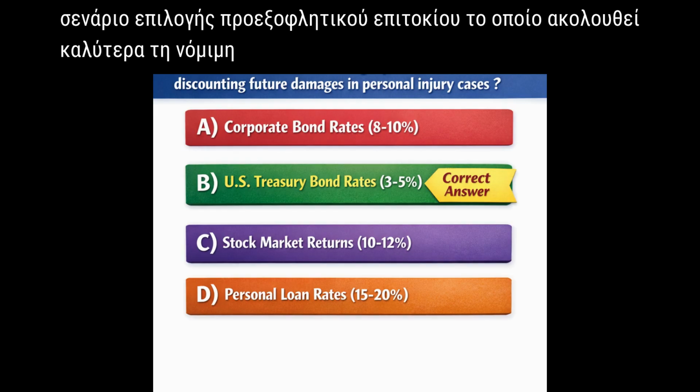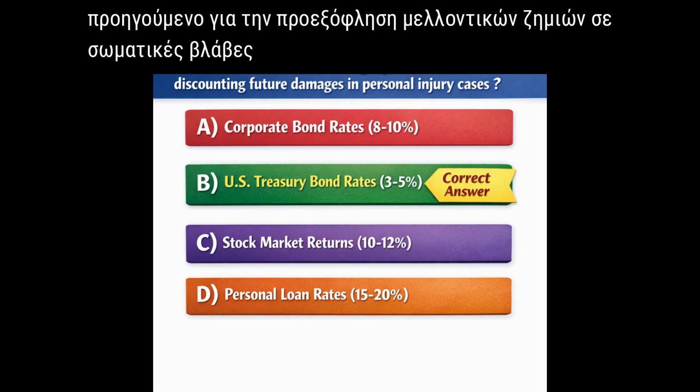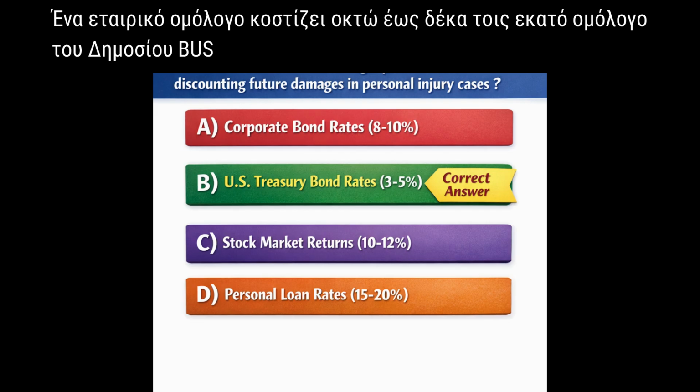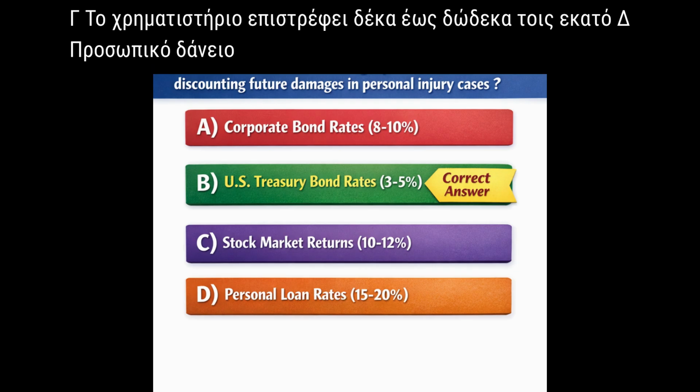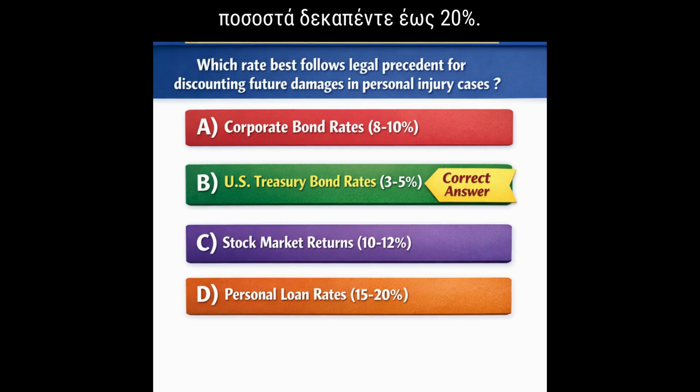Question 7. Discount rate selection. Scenario. Which rate best follows legal precedent for discounting future damages in personal injury cases? A. Corporate bond rates, 8 to 10%. B. U.S. Treasury bond rates, 3 to 5%. C. Stock market returns, 10 to 12%. D. Personal loan rates, 15 to 20%.